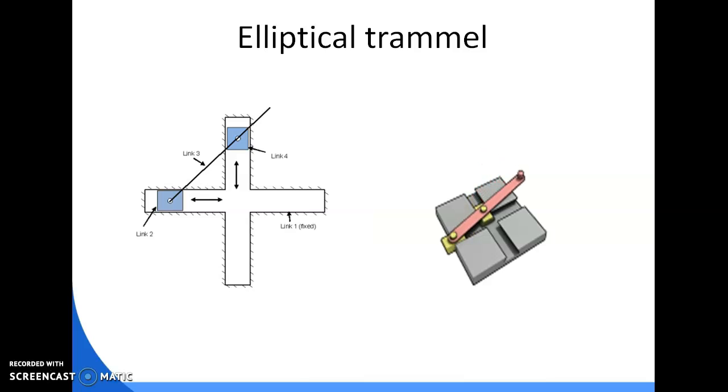A plate is taken and 2 slots at right angles are cut on it. In the slots, 2 sliding blocks are fitted and these sliding blocks are connected by a link. Any point on the link except the midpoint will trace an ellipse. The points A and B move in straight lines. The midpoint of AB traces a circle.